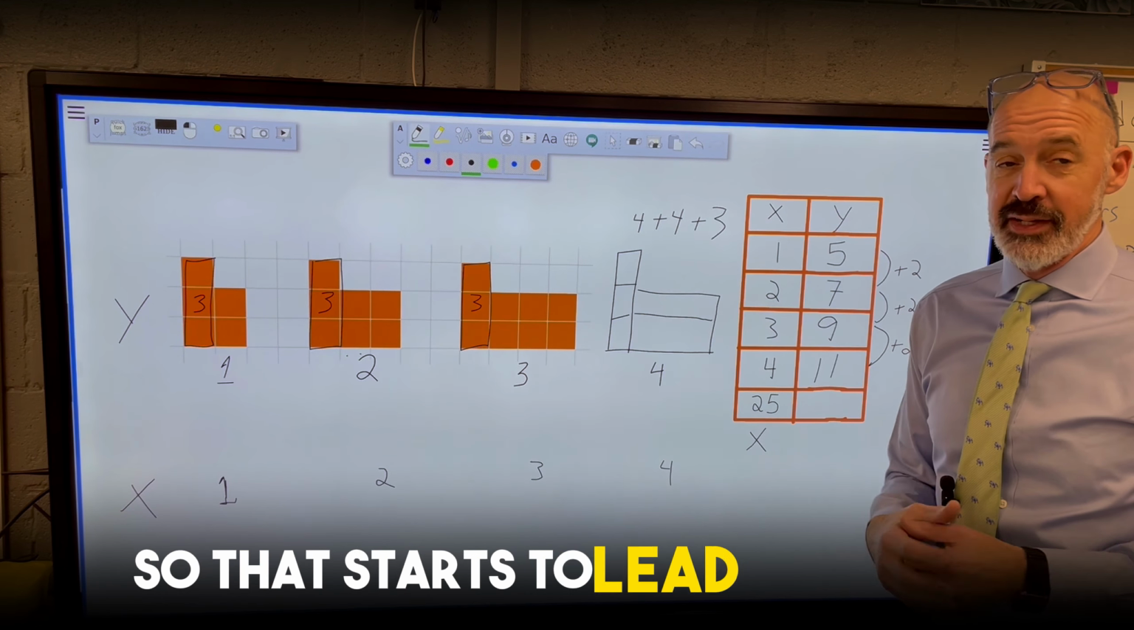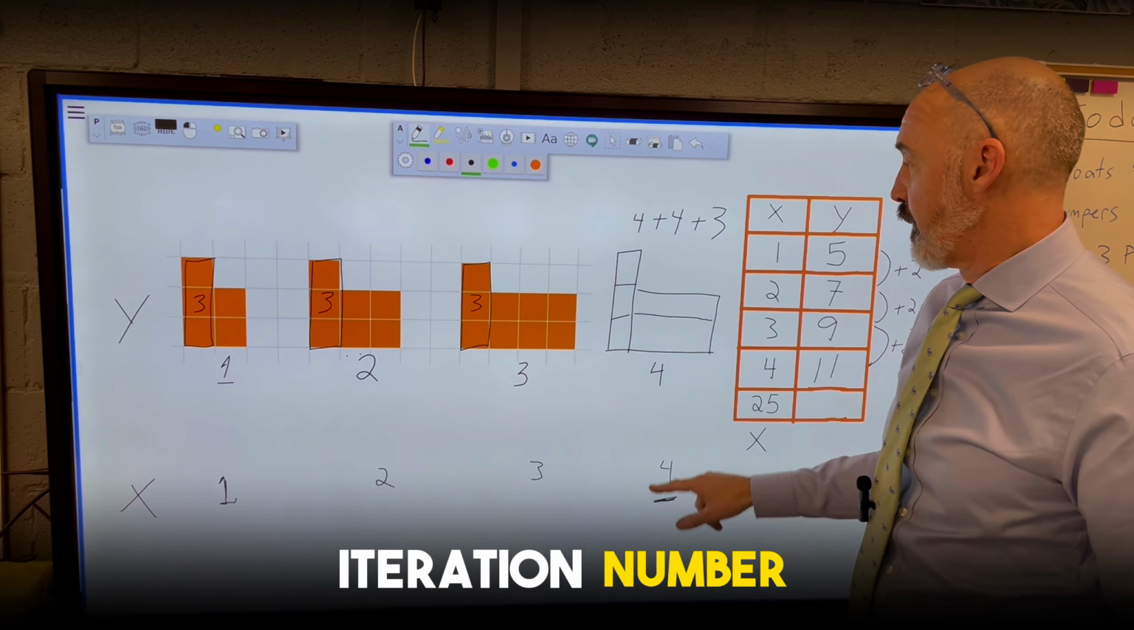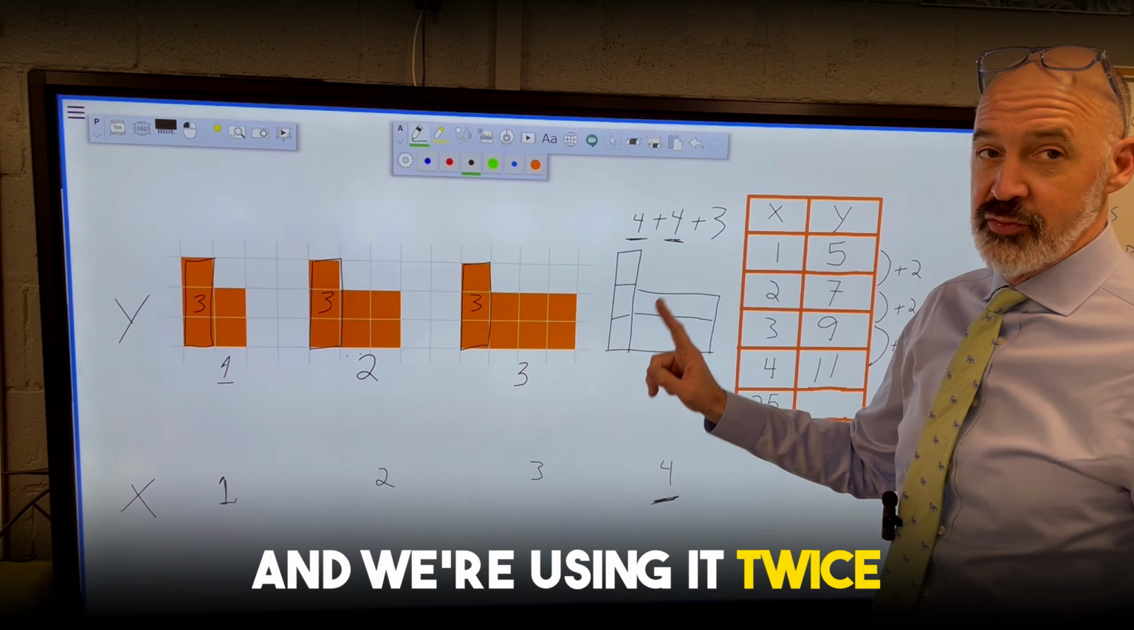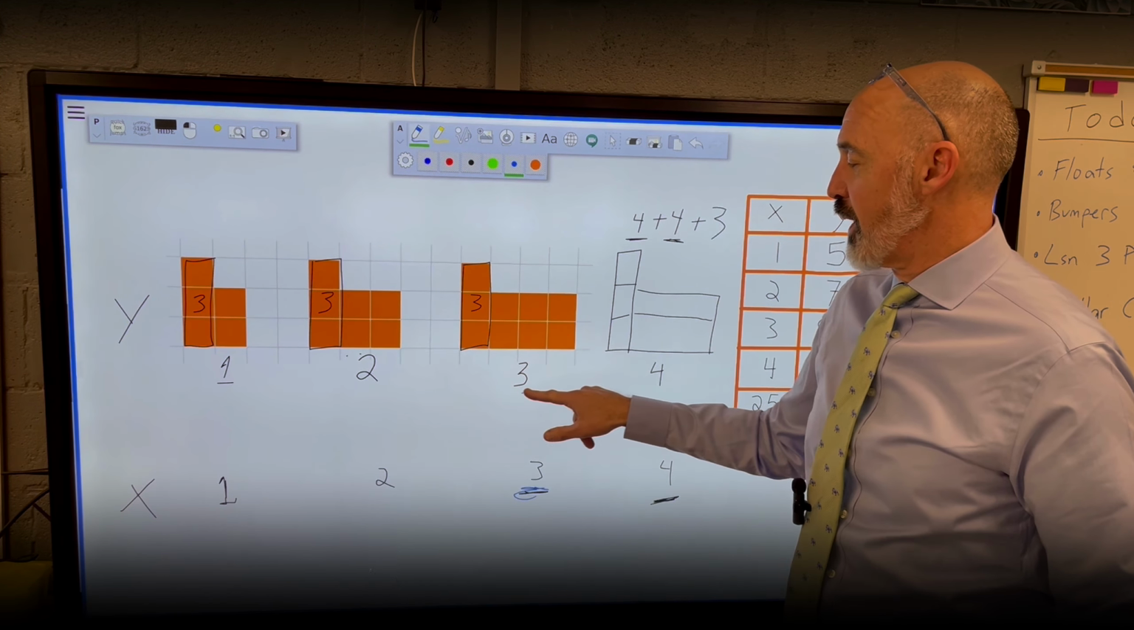So that starts to lead into what? It leads into an idea that we're taking the iteration number and we're using it twice. Here the iteration is 3. So third iteration, we have a 3 twice, which could be times 2, and then we're adding 3 at the end, always adding the 3. Over here, we have 2 twice plus 3, and then over here, we have the first iteration, but twice. So it could be the 1 square twice plus 3.